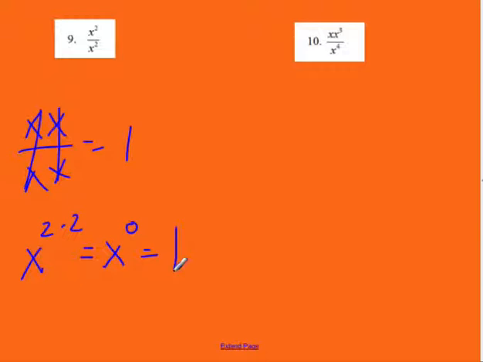Let's go ahead and write out number 10. So we have x, and then that next one has 3 x's. So I'm going to write all of those out. Then on the bottom we have x to the 4th. So I'm going to write out all of those. So then we can cancel each of those out again. Since all of them cancel, it's going to be equal to 1. If everything cancels, it's always equal to 1.